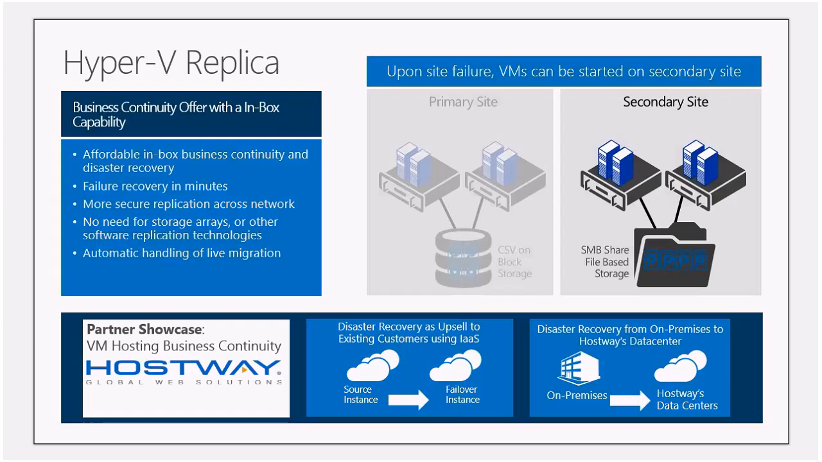We have Hostway in the US who provides this as a service to their customers, and basically they provide it in two ways. The first, the middle box that you see here, is that they use Hyper-V Replica to replicate services inside their own data center. So they use it to replicate virtual machines from their primary to their secondary data center.